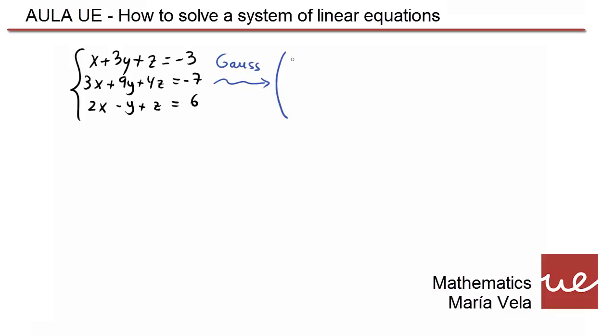The first thing that we have to do is write down the coefficient matrix. In this case, we have 1, 3, and 1 for the first row, and minus 3, the last part of the first equation. Then for the second row, we get the coefficients 3, 9, 4, and then minus 7. And lastly, for the third row, we have 2, minus 1, 1 and 6, and we need to operate a little bit using Gauss method.